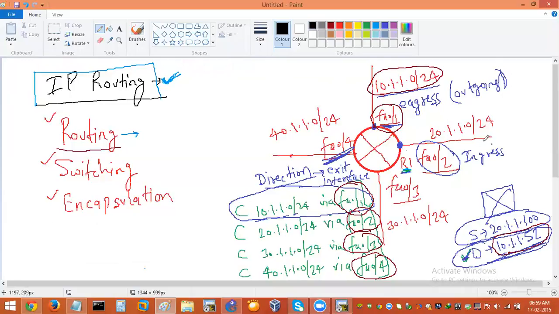Guys, as you remember, this was my ingress interface, meaning the packet was arriving on this interface F/2. Now, based on my exit interface, I came to know that the packet should be forwarded out of the F/1 interface, right?